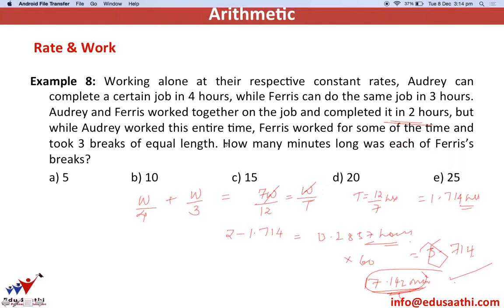So how many minutes? It will be approximately 5 minutes.